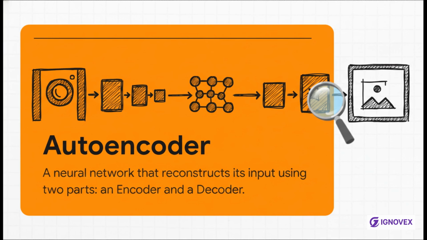Now, for the technical bit. An autoencoder is a type of neural network, and it's got two distinct parts that work together. First, you've got the encoder. Its job is to take the input, say an image, and squeeze it down, compress it into this essential little summary. Then the second part, the decoder, takes that super compact summary and tries its best to reconstruct the original image using only that core information.